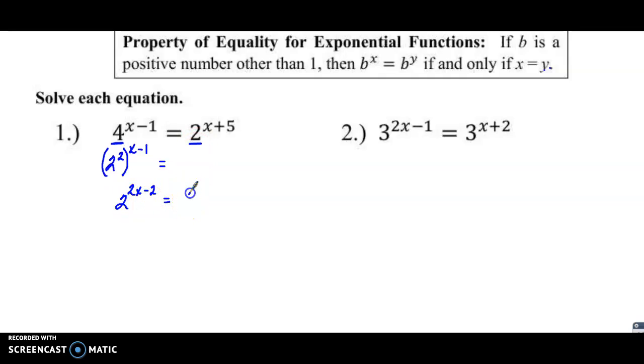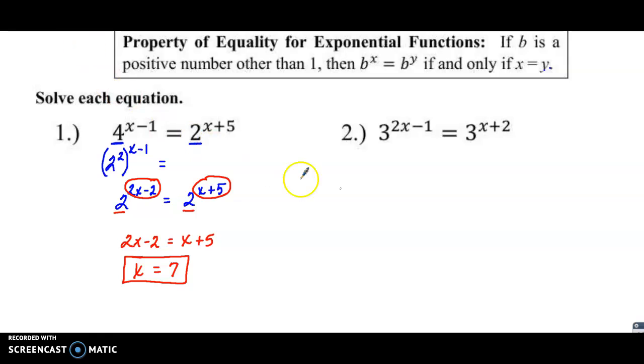And now notice that my two bases are both 2. If my bases are the same, then I know that the exponents must be equal as well. So I know that 2x minus 2 would be equal to x plus 5. We can continue to solve: subtract our x from both sides, and we'll get x. Add our 2 to both sides, and we'll get 7. So then we know that x is equal to 7.